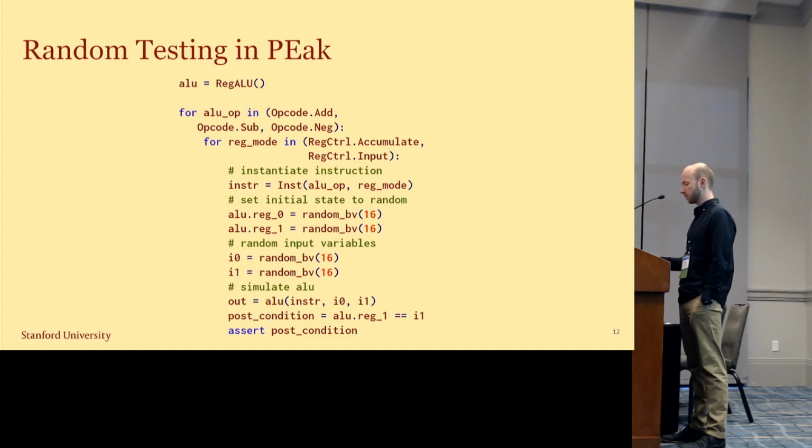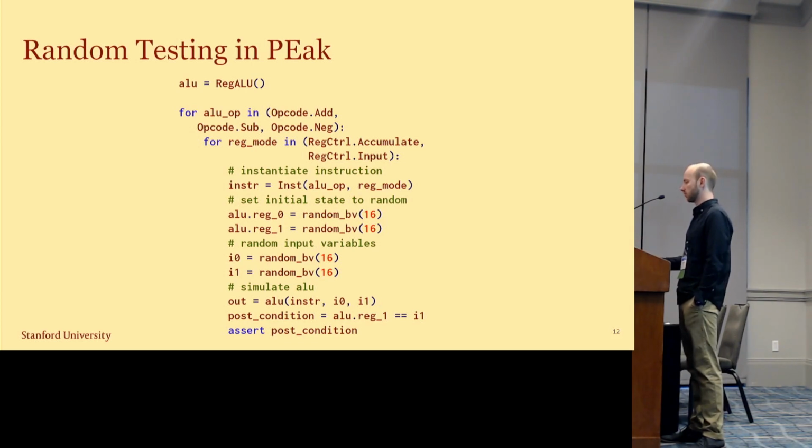So we create random bit vectors for ALU.reg0, so the value of reg0 and reg1. We then create random input variables, I0 and I1, and simulate the ALU, so we can just call it like a normal Python function. Then we assert this post condition that says ALU.reg1, so the value in reg1, is equivalent to I1. We run this for all different possible instructions and a whole bunch of different random state and input variables. We can have a reasonable guarantee that this is always true.